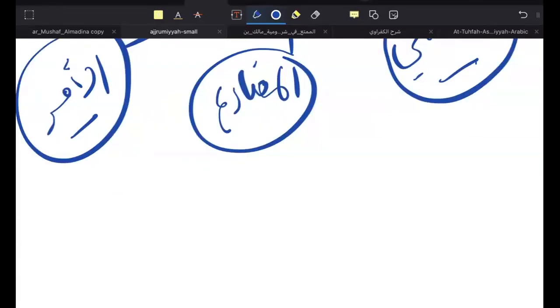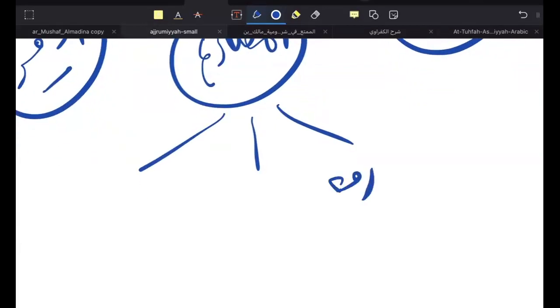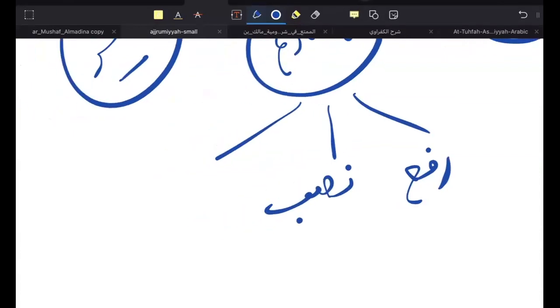But they see in the mudari' the same thing: they have the raf' state, they have the nasb state, and they don't have the jarr state. Instead of the jarr state, they have the jazm state. Okay, jazm.